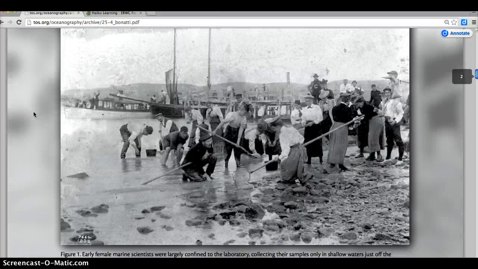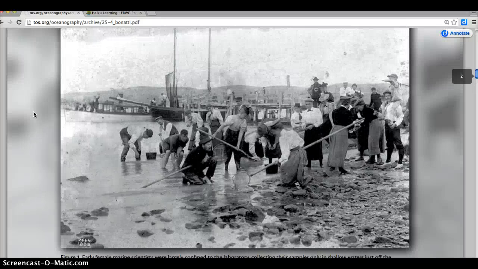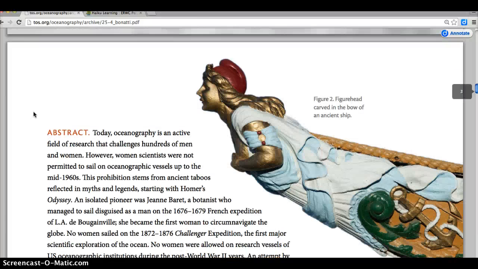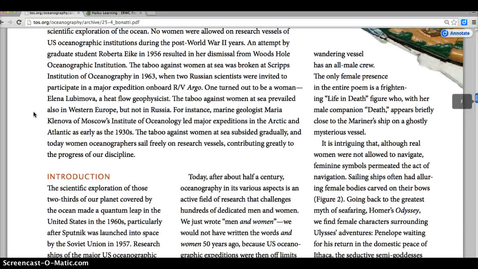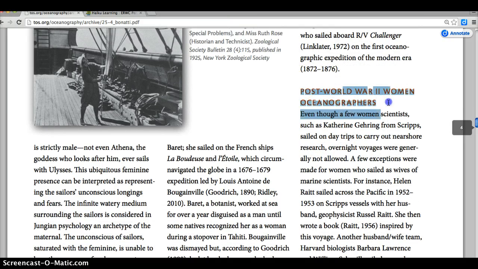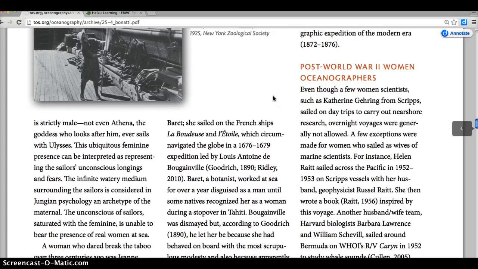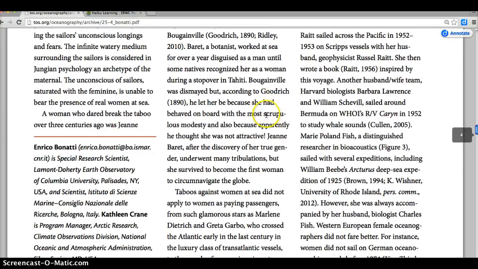I'm going to scan through the text, and I see there are some pictures from a while ago. These might be the early pioneers of oceanography. We have an ancient ship. I'm not really sure how that's going to play in, but there might be some history in the text. We've got another woman working on a ship in 1925. So Marie Fish is probably an early female scientist in this field. We've got a heading, post-World War II oceanographers, women oceanographers. So here we've got 1945 and on. That might be when women started to have more opportunities in the field, maybe.